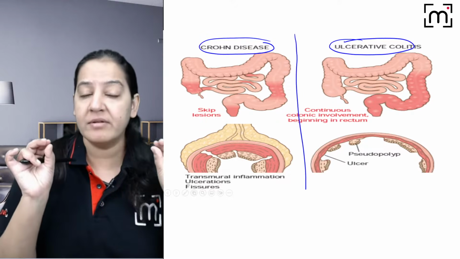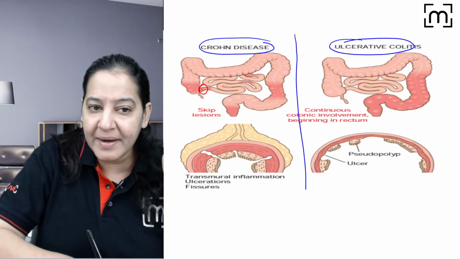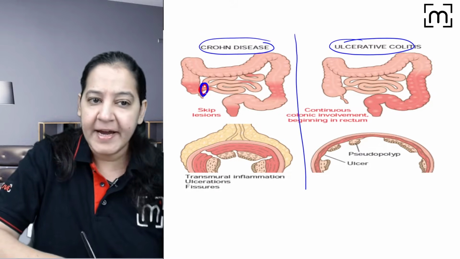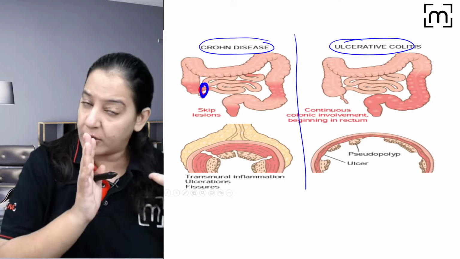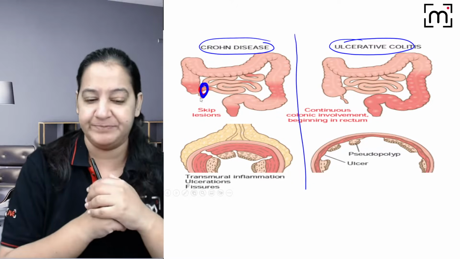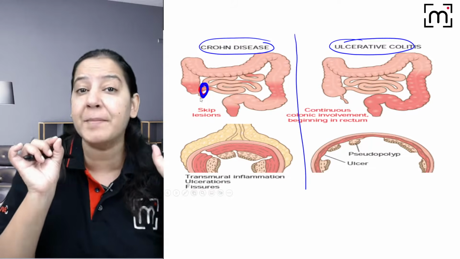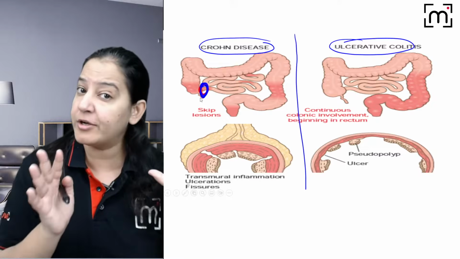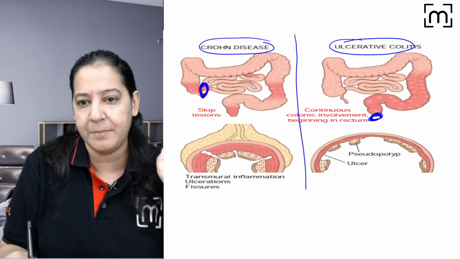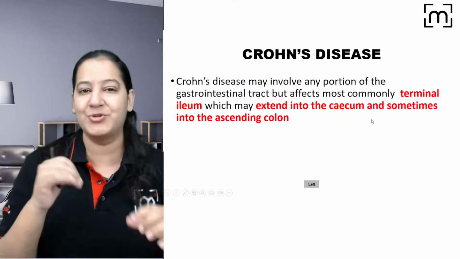Now you have to understand the starting point of Crohn's disease. The starting point of Crohn's disease is the terminal ileum. Here I am marking that for you. Can you see? This is the terminal ileum. It is the junction of the small and large intestine, where they meet. That is the starting point of Crohn's disease. And in ulcerative colitis, the starting point is the rectum, the end point of the large colon. Here you can see the difference in the starting point of the two diseases.